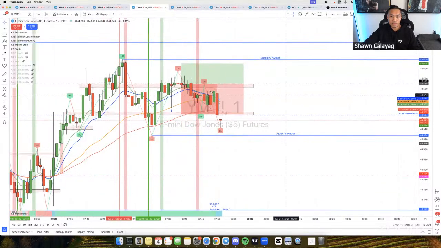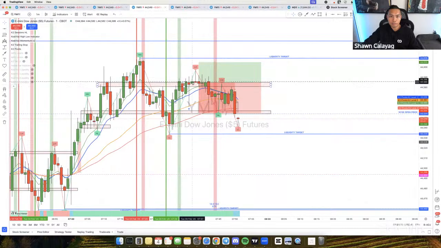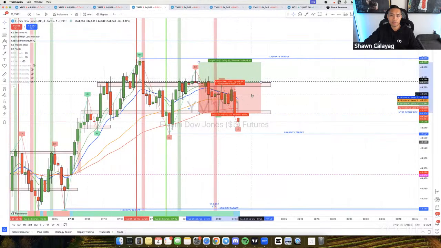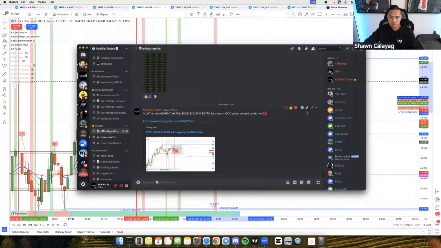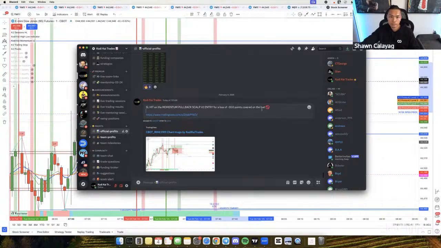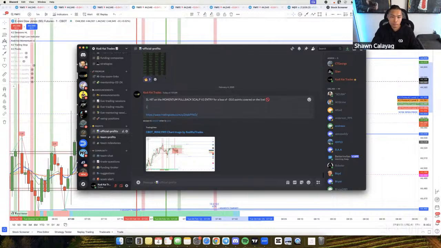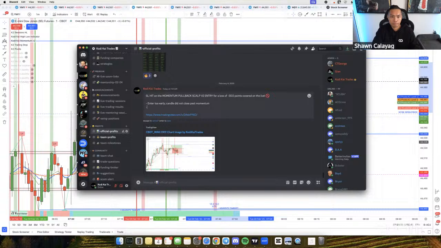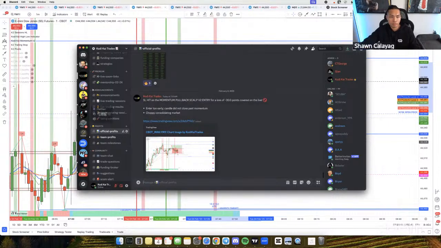Setup was okay, but you obviously can see over here everything kind of just, or actually the setup wasn't okay. This wasn't a good entry. I'm going to put this in the notes too. Say entered too early. Candle did not close past momentum. Choppy, consolidating market. It's all good. This was my bad.